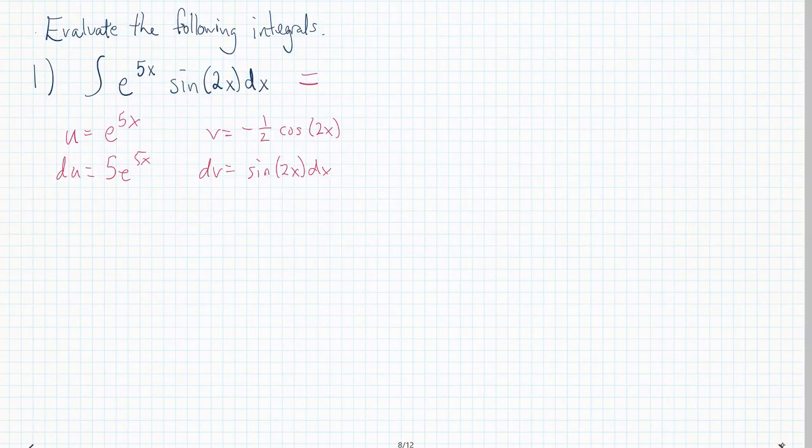So what does this make? Well, this makes u times v is going to be e to the 5x times negative 1/2 cosine of 2x, minus v du, so that's minus, and then, well, I'll just leave it in there for now, negative 1/2 cosine of 2x times du, which would be 5e to the 5x, and then a dx. Gonna toss in that dx. All right.